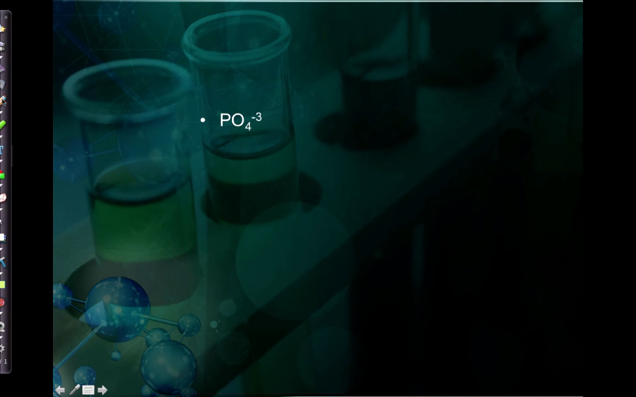Phosphate has a charge, so that means my available electrons will be different than normal. Phosphorus has 5 electrons. It's in group 5. Oxygen has 6. There are 4 of those, so it's going to be 24. But because we've got a negative charge here, that means we've got more electrons than we should. A negative charge means you have more electrons. A positive charge means you have fewer electrons than you should. I have -3, which means I have an extra 3 electrons here. So that means I have 32 electrons.